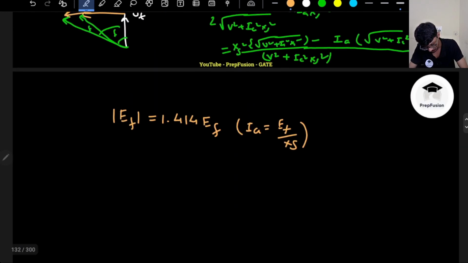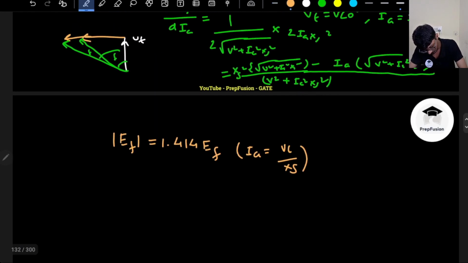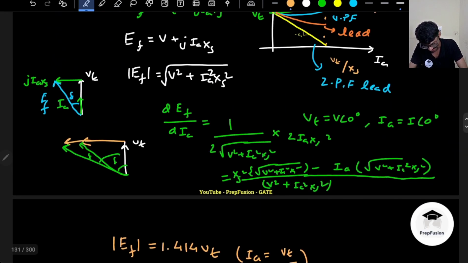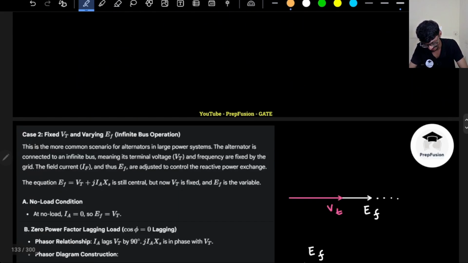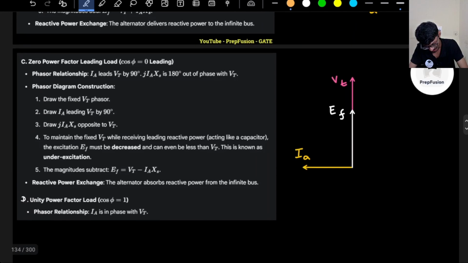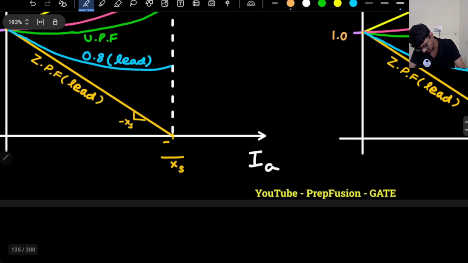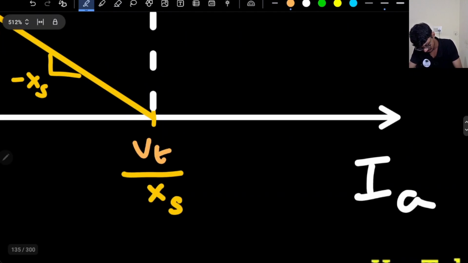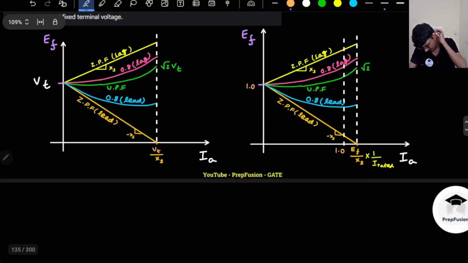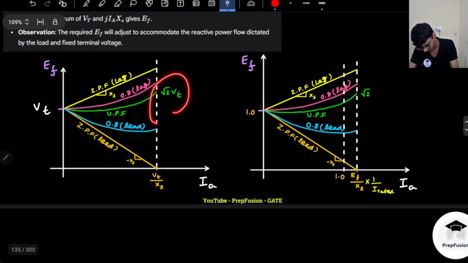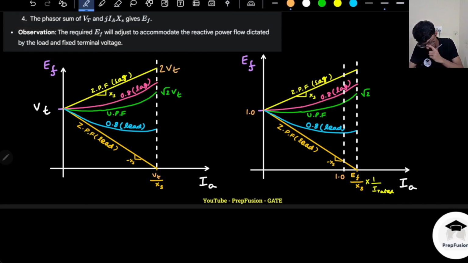So yeah, this will be Vt by XS. This will not be root 2 times here. Sorry, what was I thinking. I'm really sorry. That's why you should never just copy paste. So here in the graph, this will not be EF by XS, this will be Vt by XS. And yeah, this will be root 2 Vt. Here this will be 2 Vt. So this will be root 2, this will be 2.